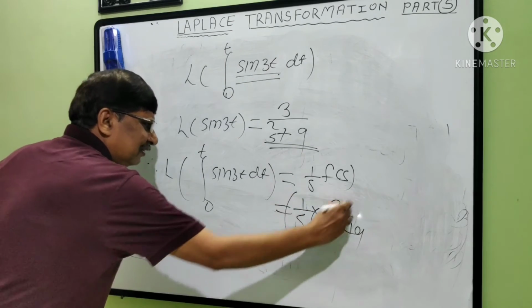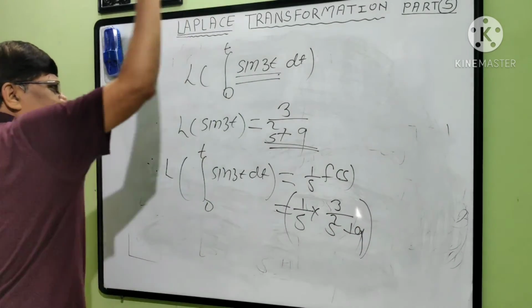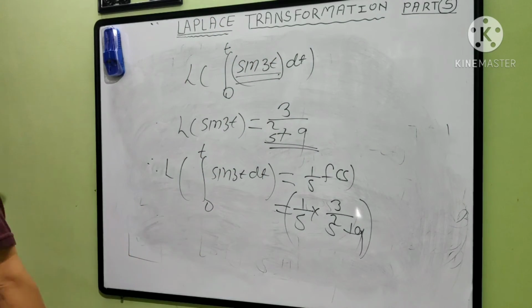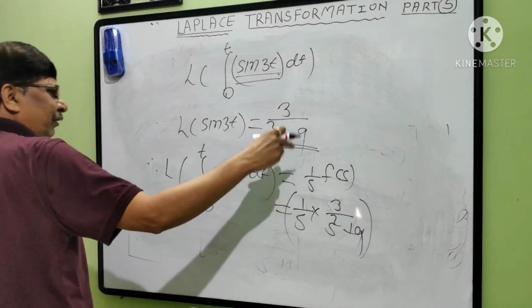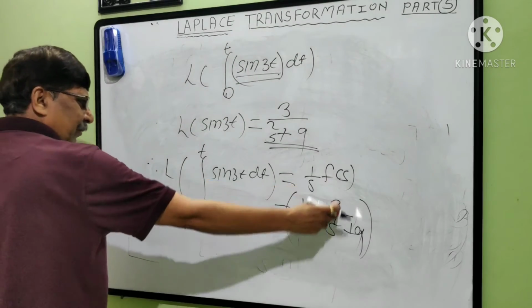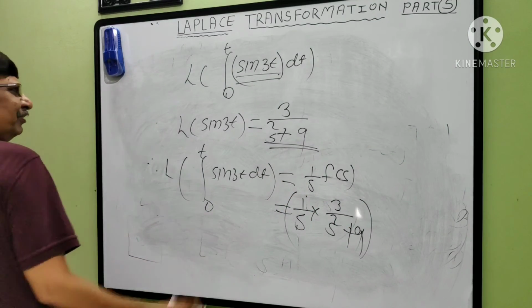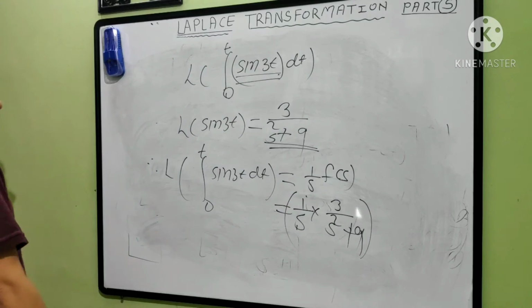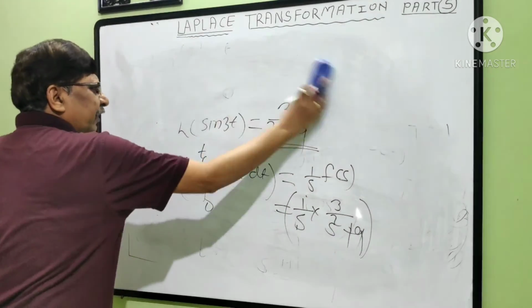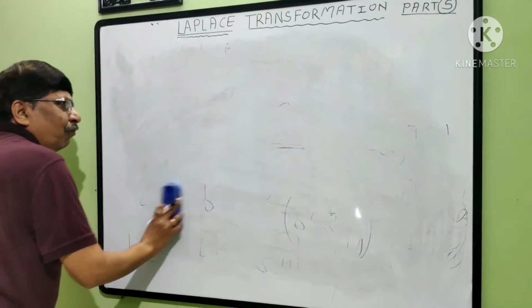This is a very simple result. If you want to find the Laplace transformation of an integration, and you know the Laplace transformation of f of t, then you only need 1 by s into the Laplace transformation of sin 3t, that is 3 upon s square plus 9, and you only have to multiply by 1 by s. In this way you can find the Laplace transformation of an integration.